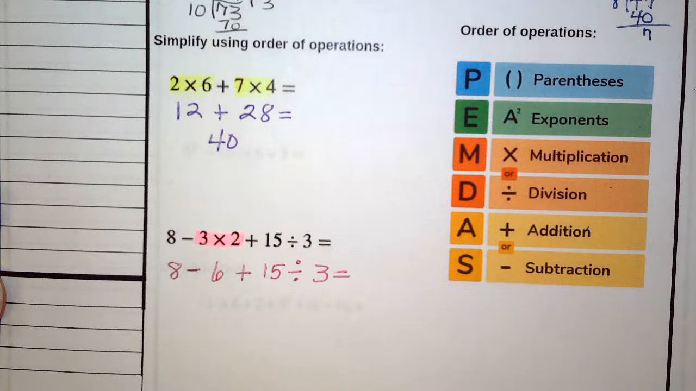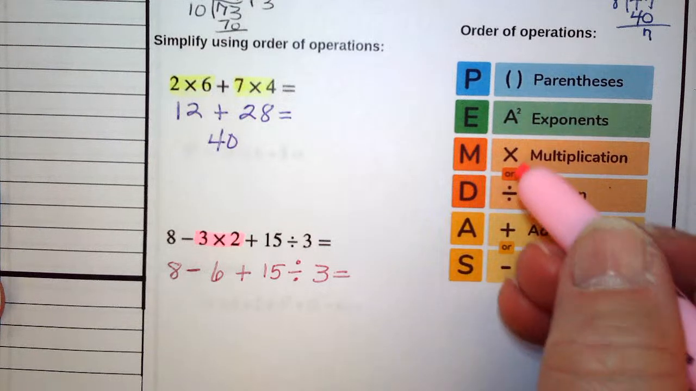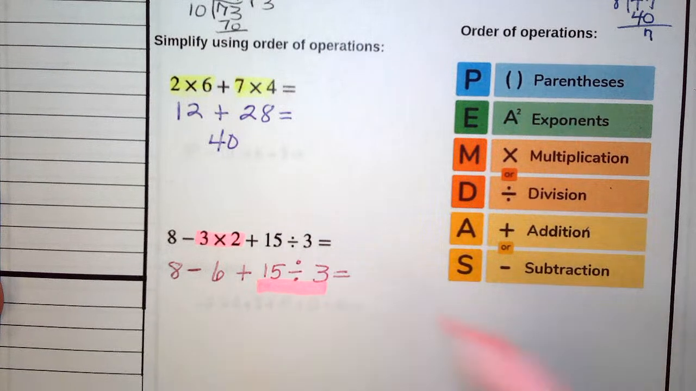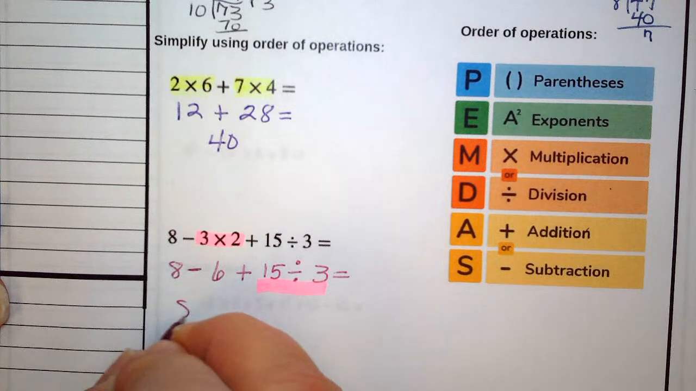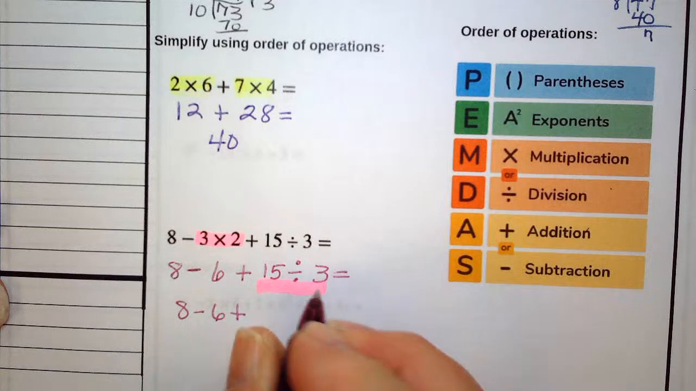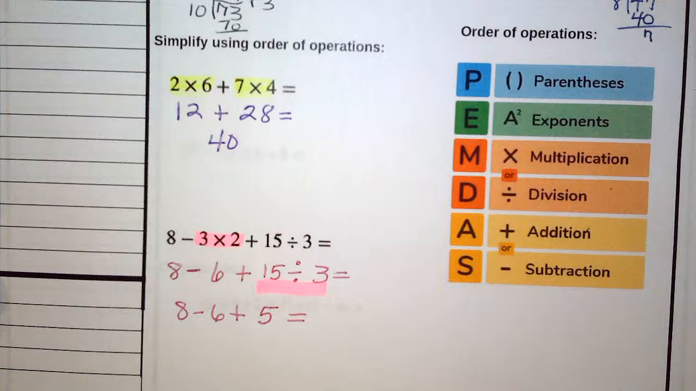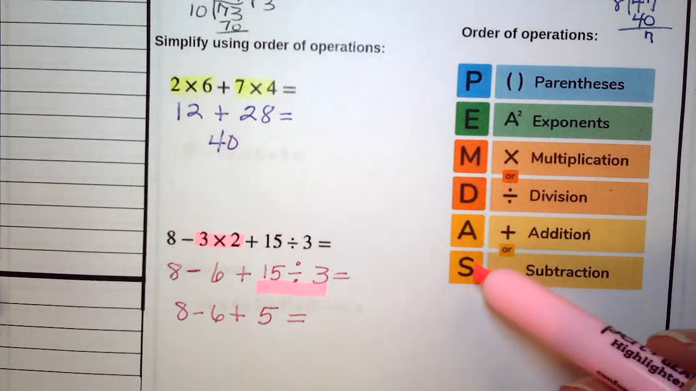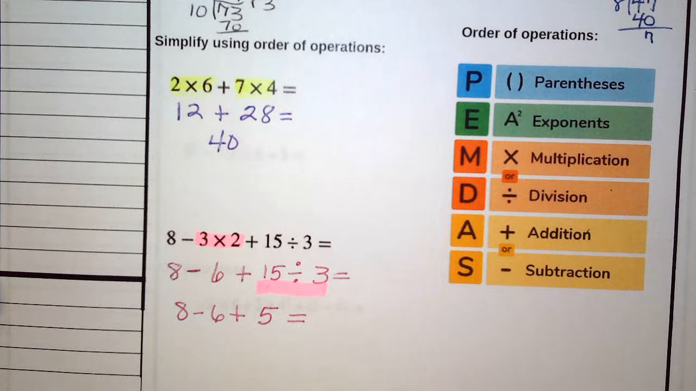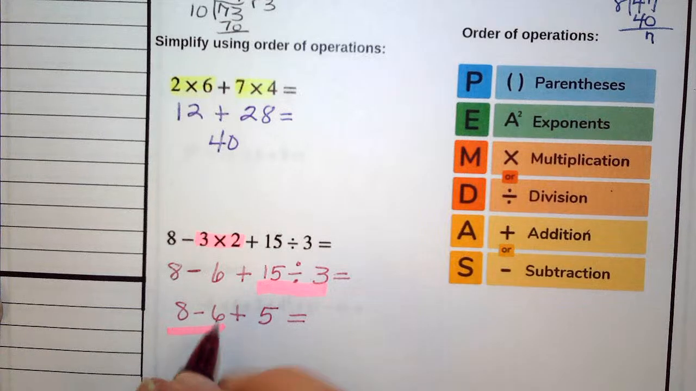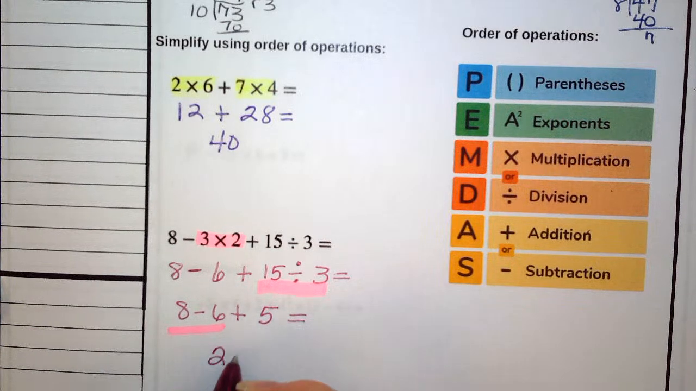Okay, I've done the first multiplication. Do I have any more multiplication or division? Yes. 15 divided by 3. That's what I have to do next. 8 minus 6 plus 15 divided by 3 is 5 equals. Okay, I've gone all the way through here. Do I have addition or subtraction? Yes. Which one do I do first? Whichever one comes first in the equation. So the 8 minus 6 comes first. 8 minus 6 is 2. Plus 5 is equal to 7.